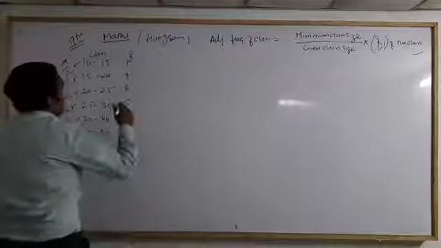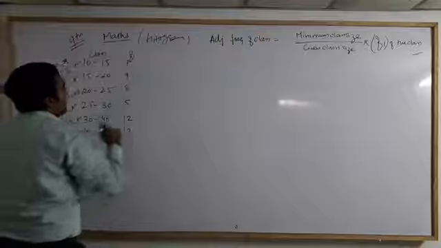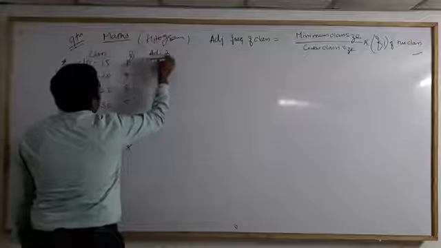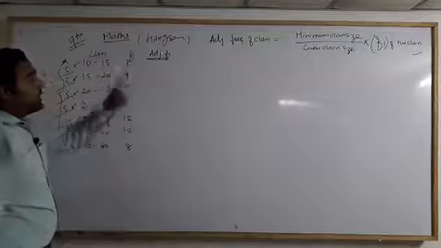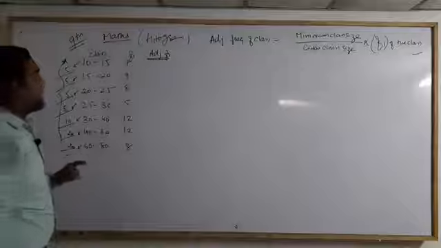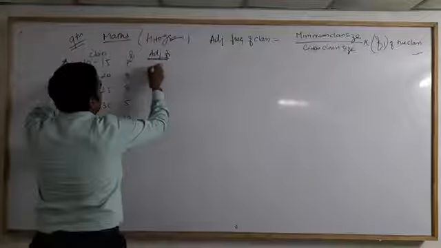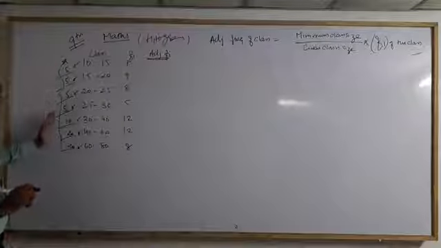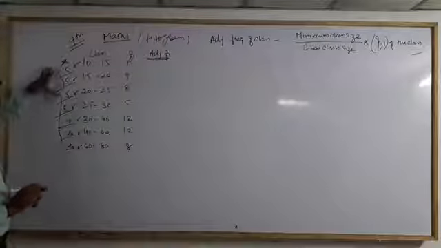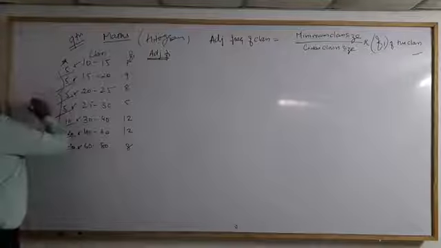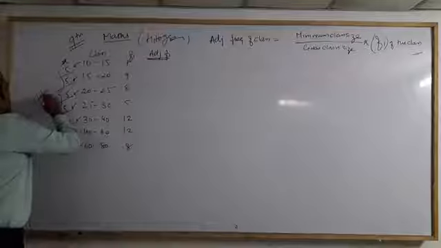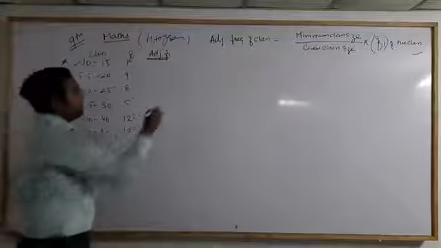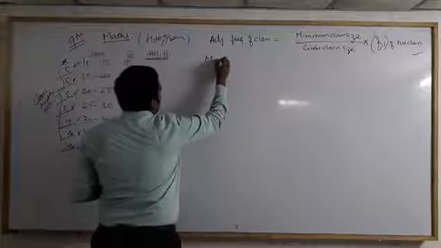So for the adjusted frequency, the first thing is the minimum class size upon the given class size. First of all students, see here the class widths are 5, 5, 5, 5, 10, 20, 20. From all of these class widths, what is the minimum class width? I'll take the minimum class width as 5.